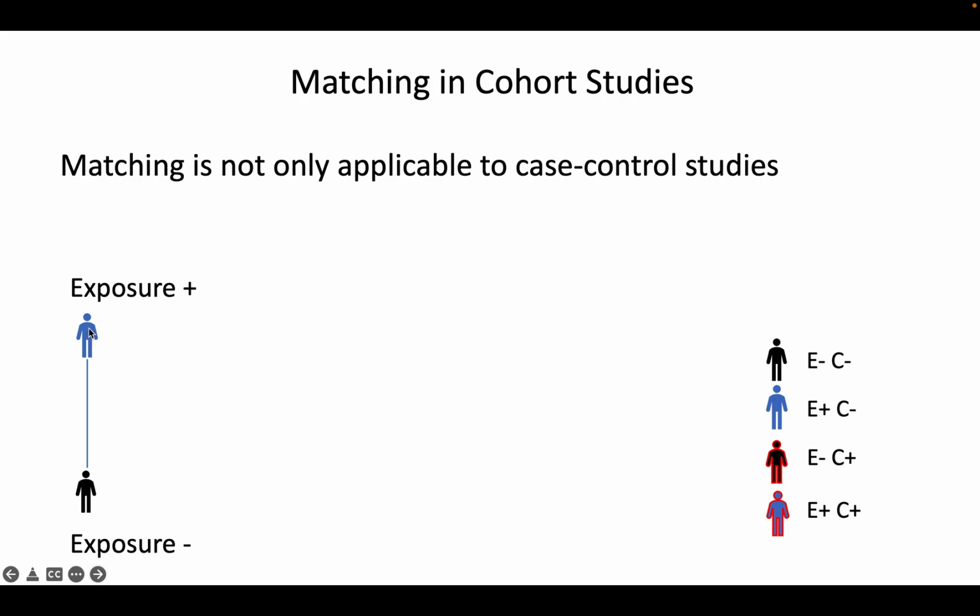So here we have someone who's exposure positive and confounder negative. We're basically matching them to someone in the exposure negative group who also doesn't have the confounder. And this person is in the exposure positive group and has the confounder. We find someone in the exposure negative group who has the confounder. And we do that, and now our exposure positive and negative groups have the same number of people who are confounder positive and negative.